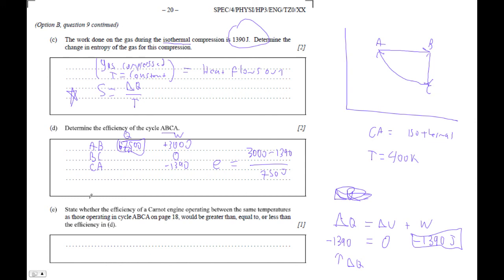Okay. And then it says, state whether the efficiency of a Carnot engine operating between the same temperatures would be greater than, less than, or equal to the efficiency in D. Well, this is not a Carnot cycle. Here's our reasoning: that's not a Carnot cycle because Carnot cycles have curvy lines all around. And Carnot cycles are the maximum possible efficiency. So that would lead us to a certain conclusion. If Carnot cycles are the most efficient, and this is not a Carnot cycle, you can answer that. All right, good enough.